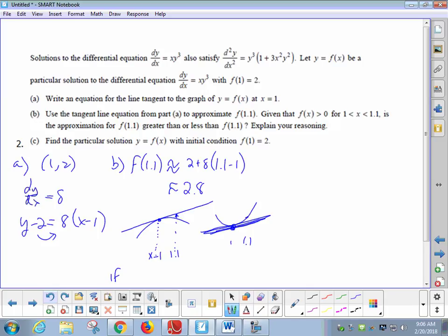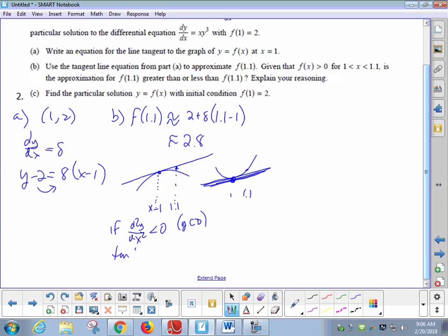If the second derivative is negative, sorry, concave down is my first picture, and the curve is concave down, then the tangent line will overestimate. But if the second derivative is positive, so the curve is concave up, then the tangent line will underestimate.